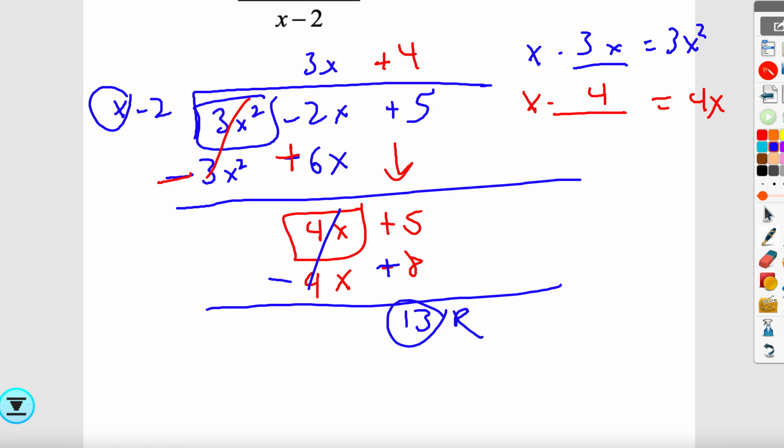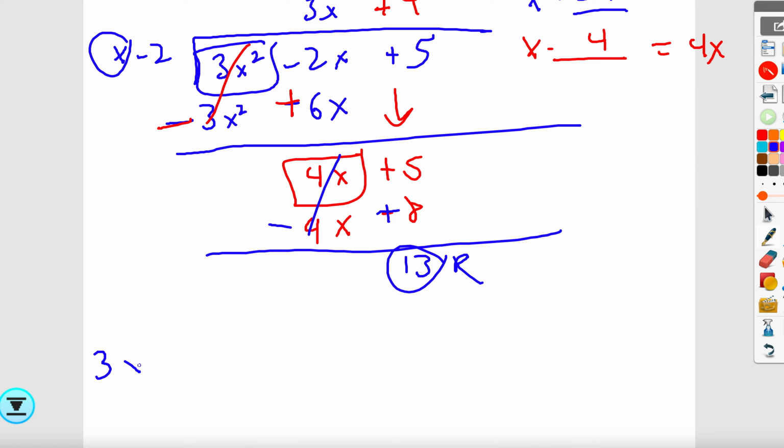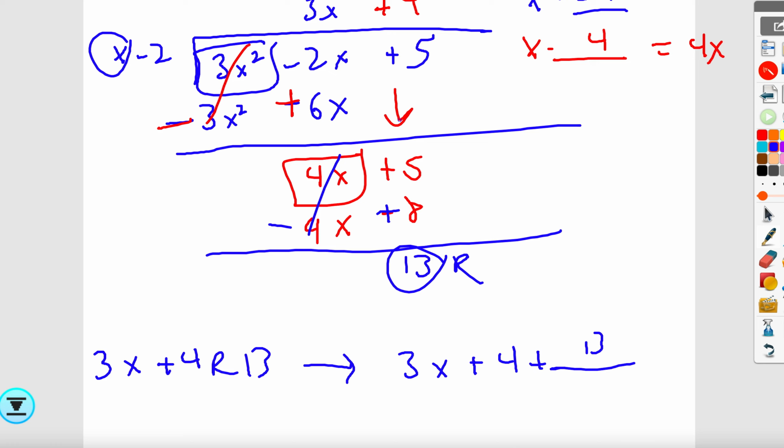So there's two ways to write our answer. So we can write 3x plus 4 remainder 13. Or the college way that I want you to focus on is 3x plus 4, plus 13, and we have to divide it by what we divided by, which is this bad boy here. So then we're going to get x minus 2 on the bottom here. And this is our final answer.